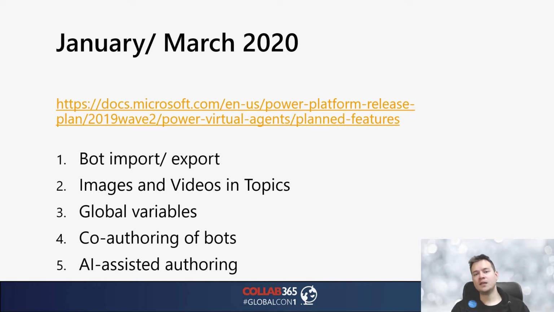The second thing is that we're going to be able to add images and videos in topics, in conversations. Next, we'll be able to use global variables. As you saw, the topics and conversations in a bot are very flexible, so the bot is able to jump from one topic to another. Today, you only have local variables, so you just can't pass the logic from one conversation to another. With global variables, you'll be able to set the value of the variable in one conversation and then use this value in another conversation. Also, the ability to co-author the bots.